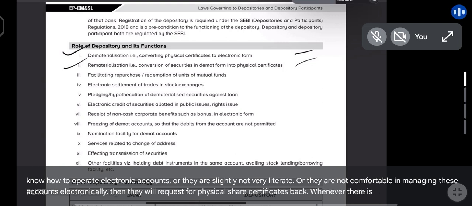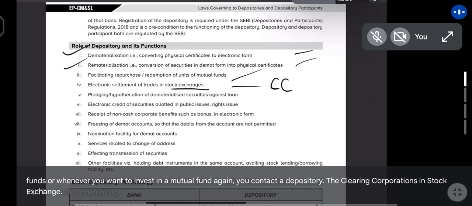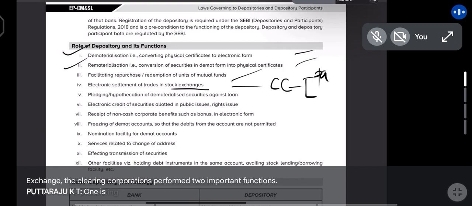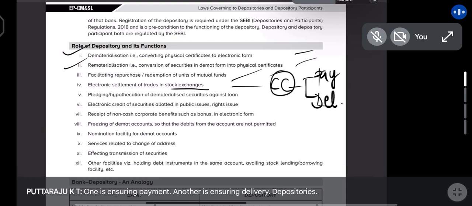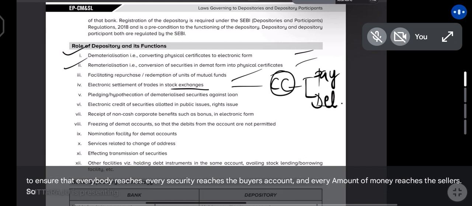Whenever there is a redemption of mutual funds, or whenever you want to invest in a mutual fund, again you contact a depository. The clearing corporations in stock exchange perform two important functions. One is ensuring payment, another is ensuring delivery. Depositories regularly work with clearing corporations to ensure that every security reaches the buyer's account, and every amount of money reaches the seller's account. So they are always constantly working with clearing corporations.